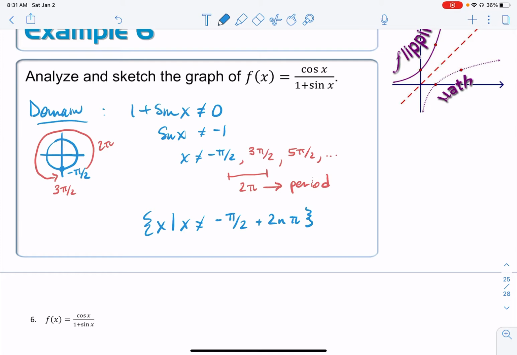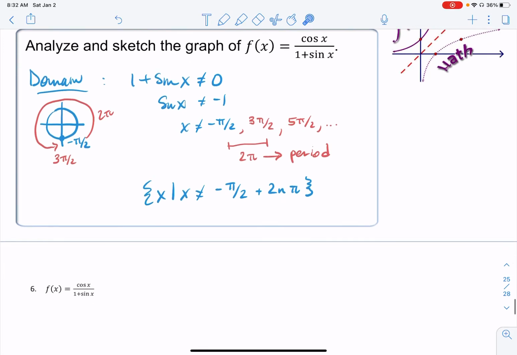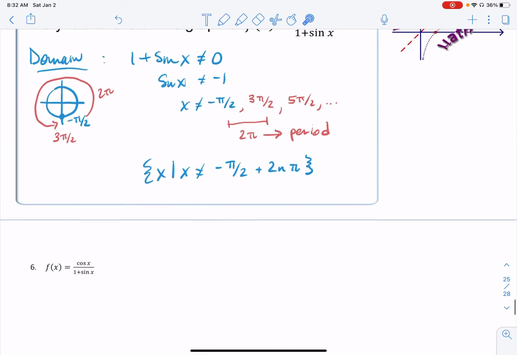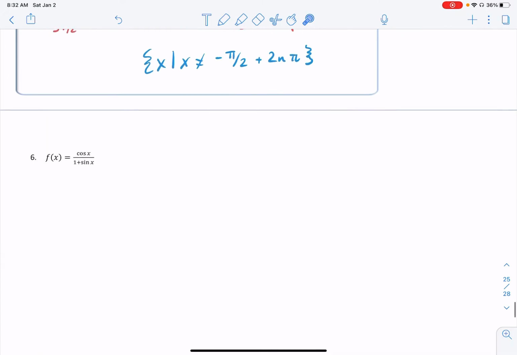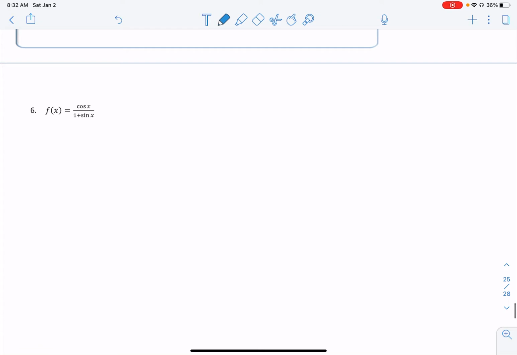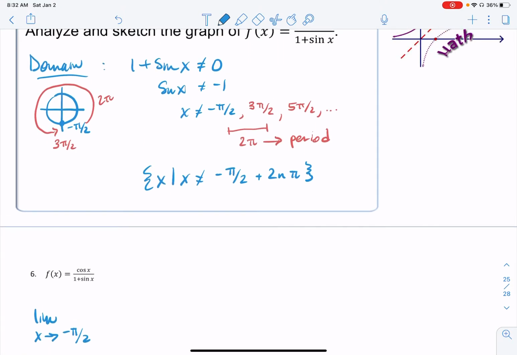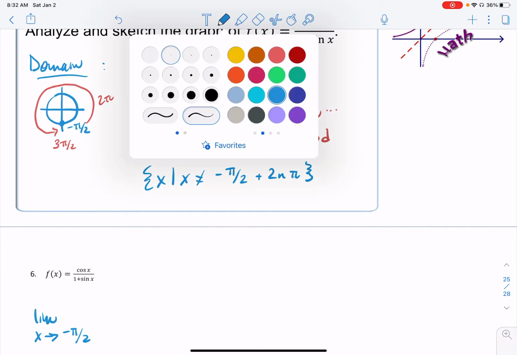Now, you might be asking yourself, because I know I am, what's happening at each one of these things? At, say, negative pi over 2, is it going to be like an asymptote? Is it going to be a hole? Well, we can figure that out by taking the limit. Let's take one of these values specifically. We'll take that negative pi over 2. Take the limit as x approaches negative pi over 2. And let's say, for example, if we had ourselves a graph here. Let me just sketch a graph.